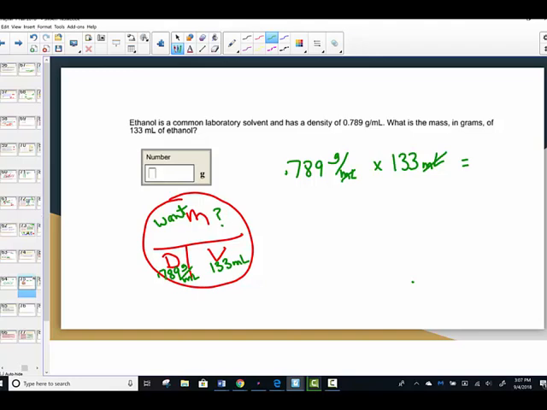0.789 times 133, and my screen reads 104.937. We're allowed 3 sig figs, so I'll place that as 105 grams.